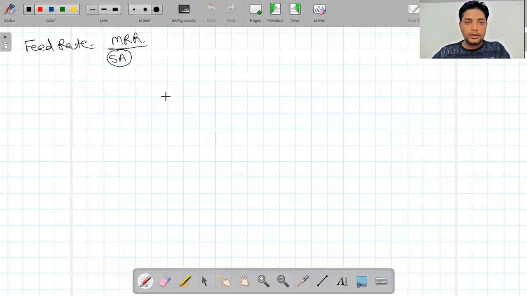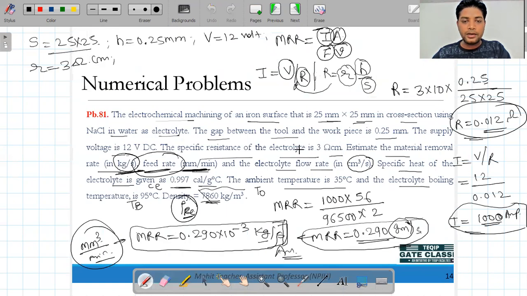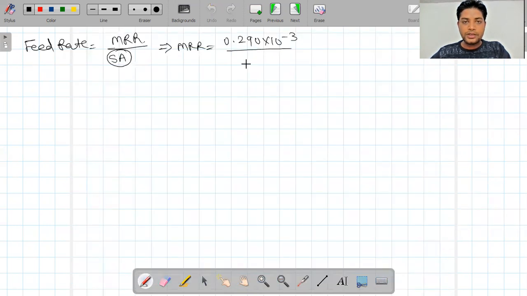So this MRR will be equal to 0.290 into 10 raised to power minus 3, upon density, because when you divide by the density, you will get the value in volume per time. So here it will be 7860, which is in kg per meter cube. So the kg will cancel out, and whatever value you get here will be in meter cube per second.